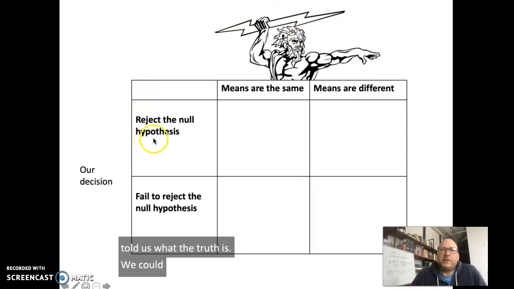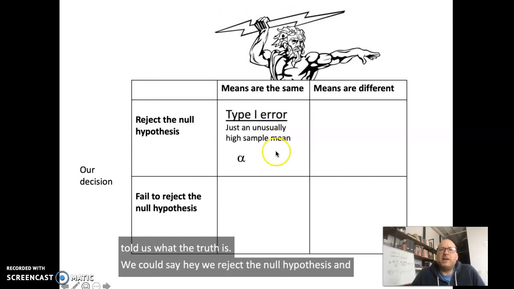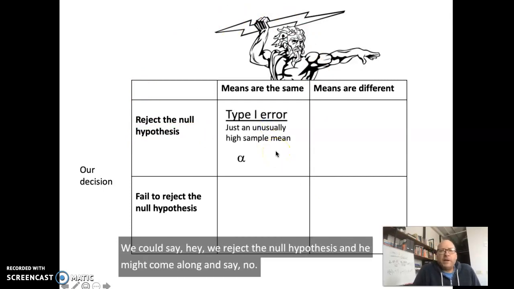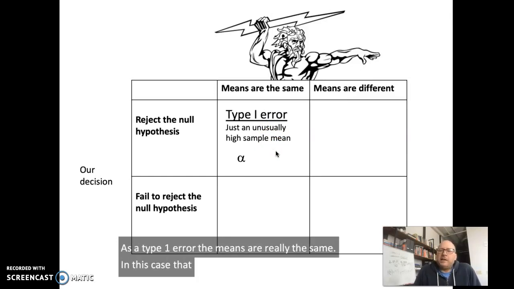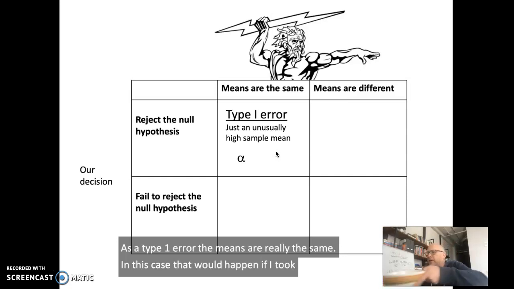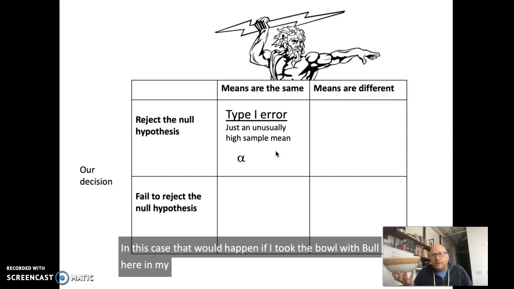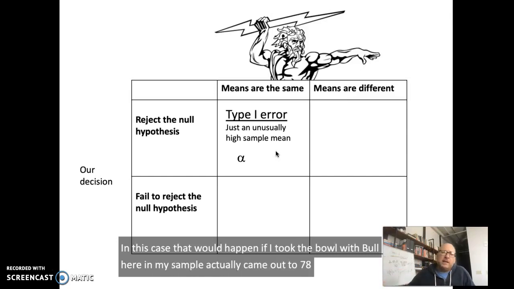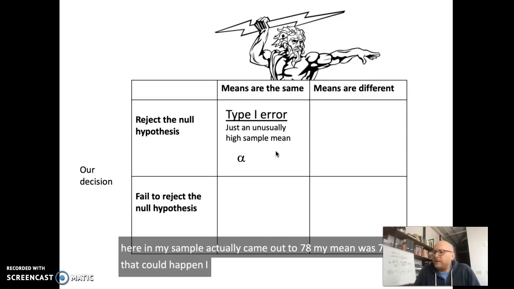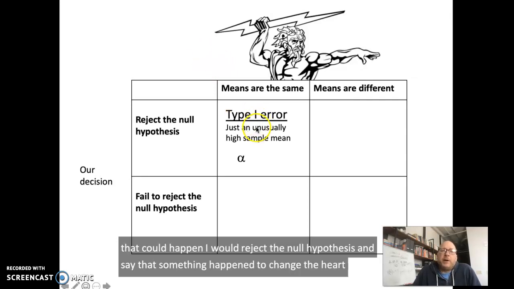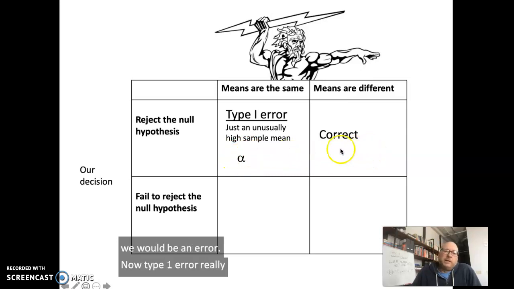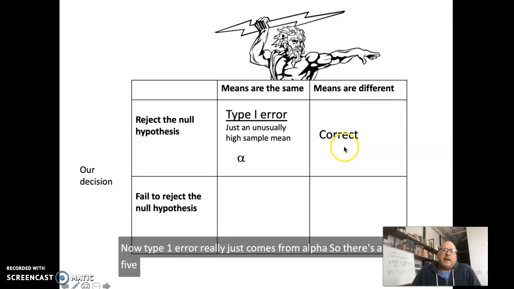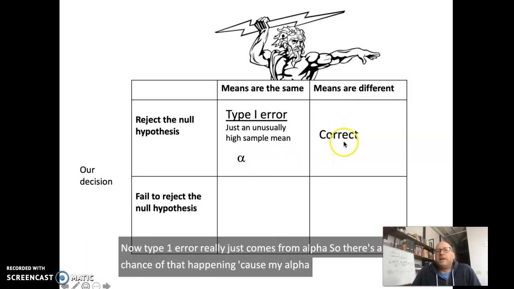we could say, hey, we rejected the null hypothesis. And he might come along and say, no, that's a type 1 error. The means are really the same. In this case, that would happen if I took the bowl, this bowl here, and my sample actually came out to 78. If my mean was 78, that could happen. I would reject the null hypothesis and say that something happened to change the heart rates, but we would be in error. Now, type 1 error really just comes from alpha. So there's a 5% chance of that happening, because my alpha was 0.05.